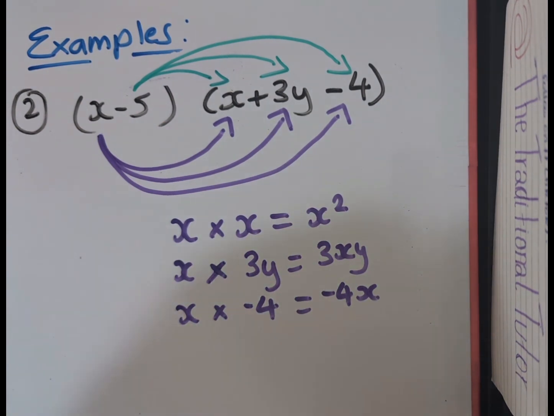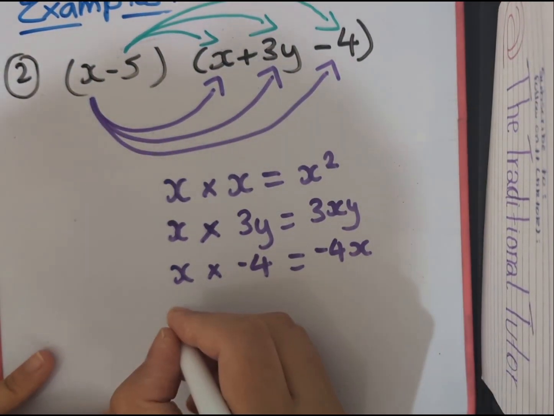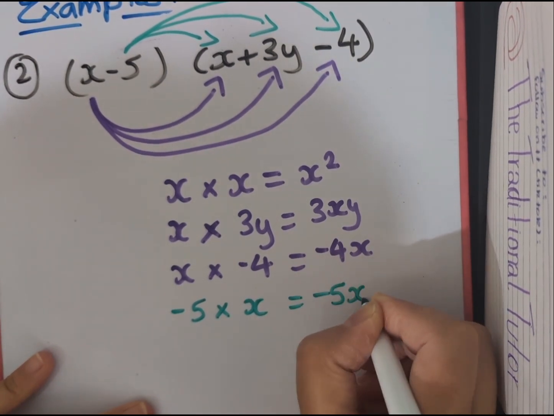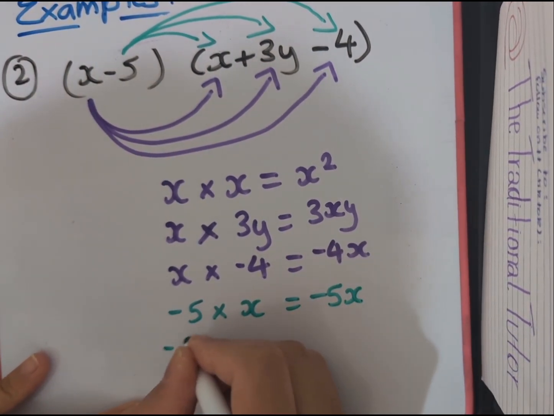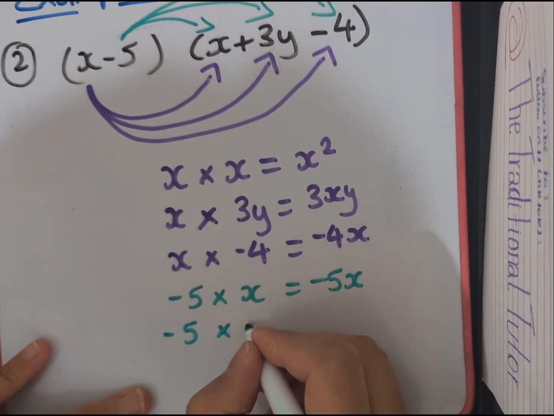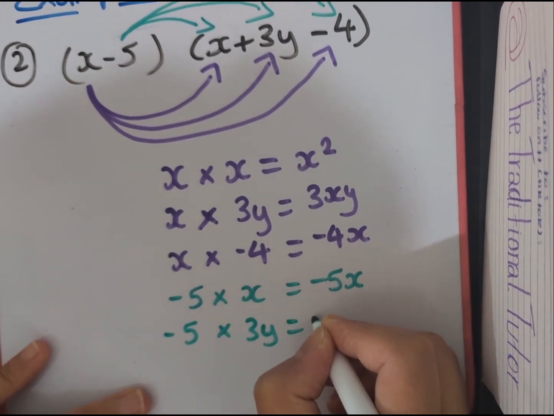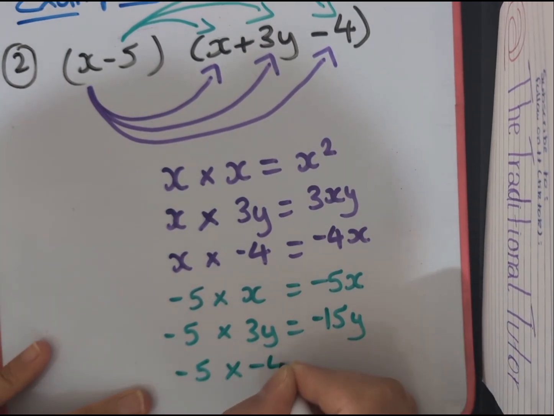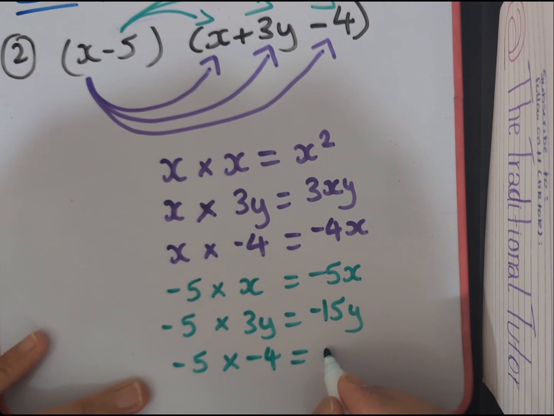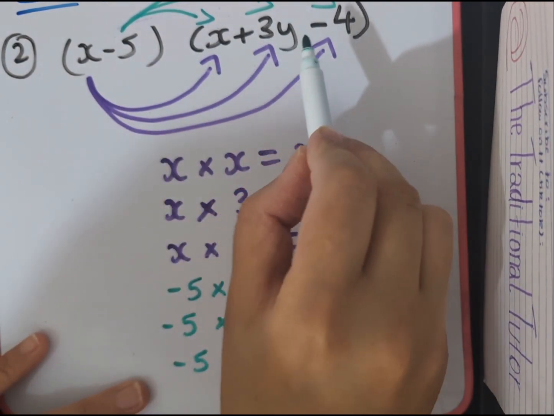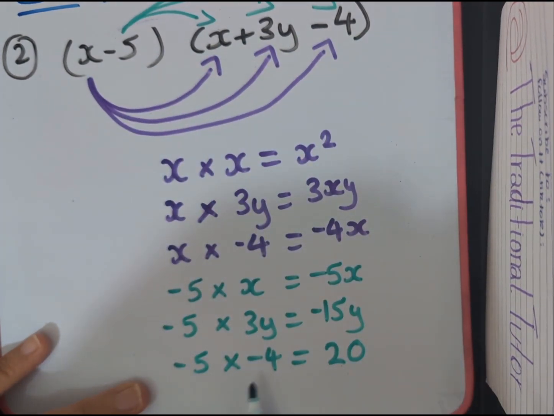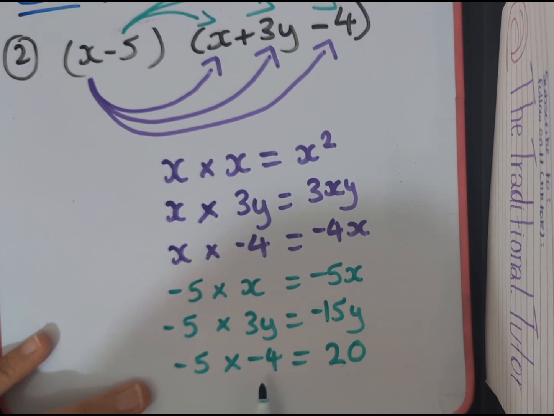Then moving over to the green ones, negative 5 times x gives me negative 5x. And then negative 5 times 3y gives me negative 15y. And lastly, negative 5 times negative 4 gives me positive 20, okay? This is why the arrows do help you to really see what you're multiplying when you've got your negative signs. And like I said, remember to include your negative signs, okay?